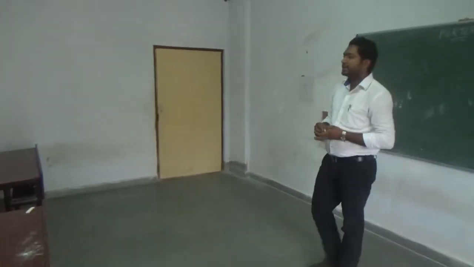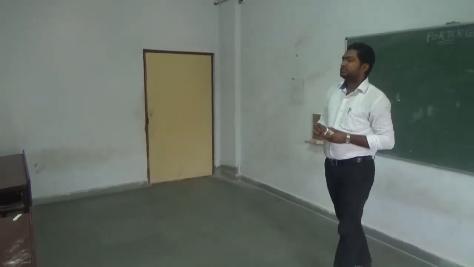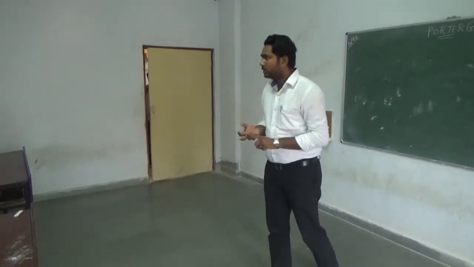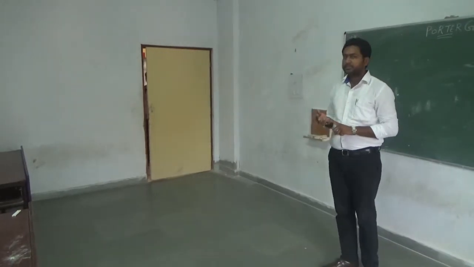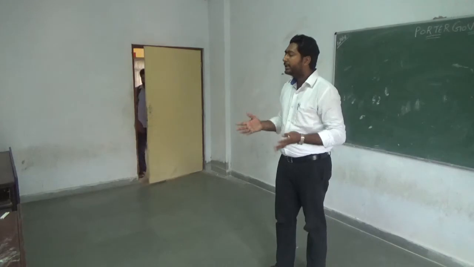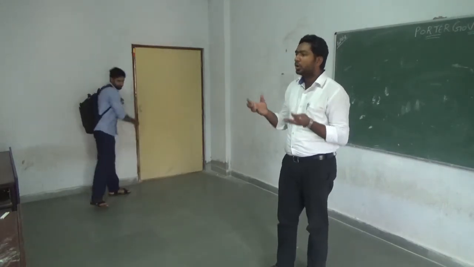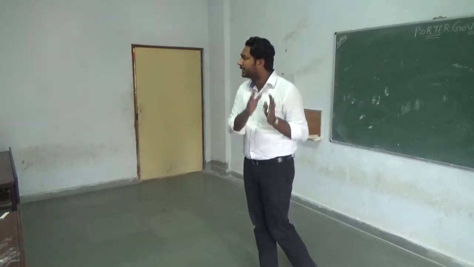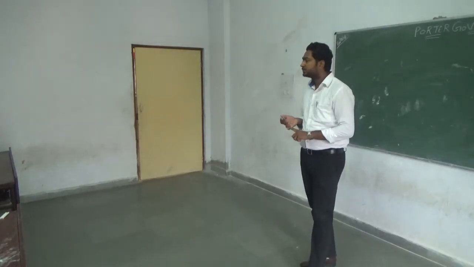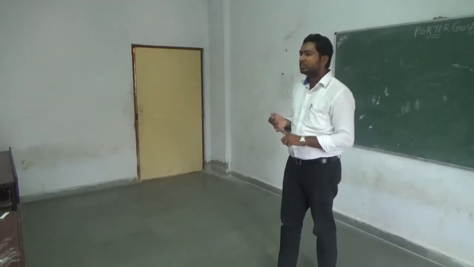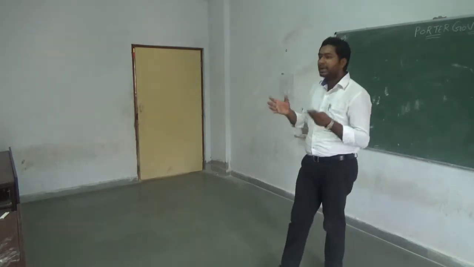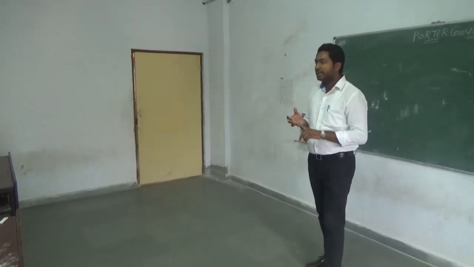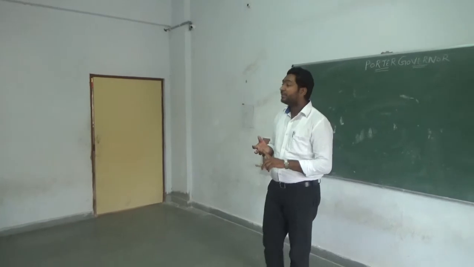So what we have discussed in previous lecture? Flywheel, governor. What is the function of flywheel? To control the fluctuation of speed caused by fluctuation in engine. What is the function of governor? The governor regulates the mean speed of the engine caused by variation in load.